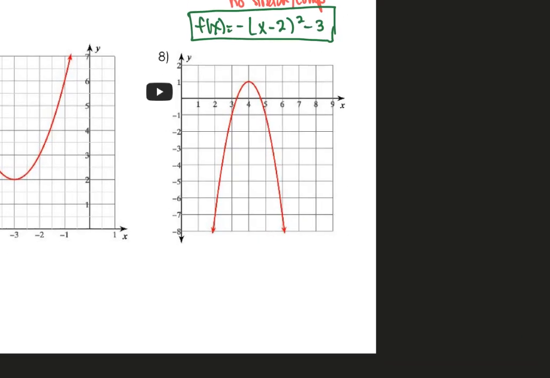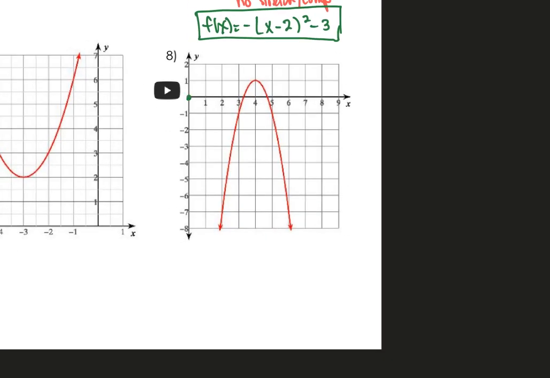All right, number 8. So again, starting with my vertex. Normally my vertex is at 0, 0. So to plot my new vertex, it looks like we went right 4, up 1. So that's going to give me my h and my k. So h is 4, which means it's a horizontal translation right 4. K is equal to 1, which means it's a vertical translation up 1.